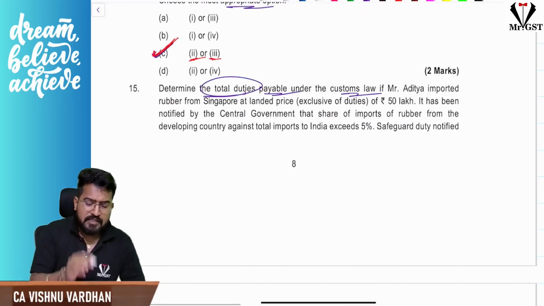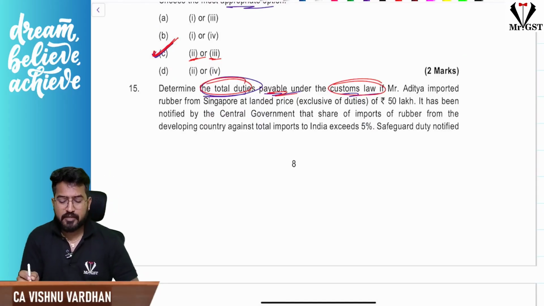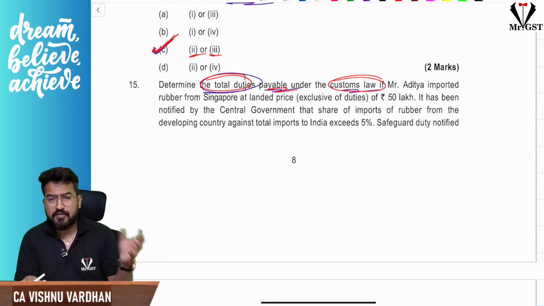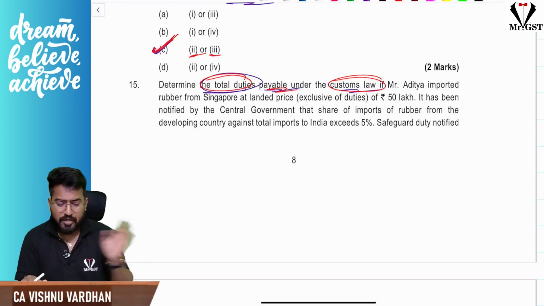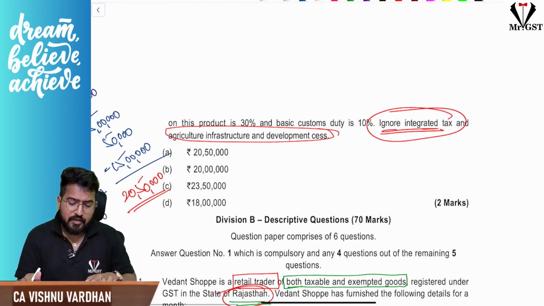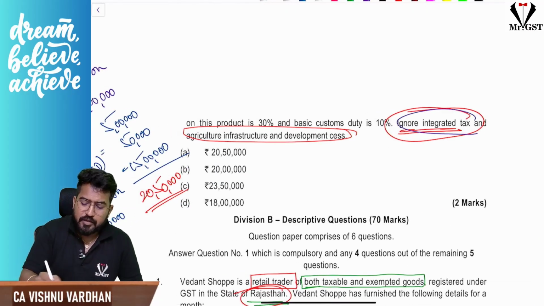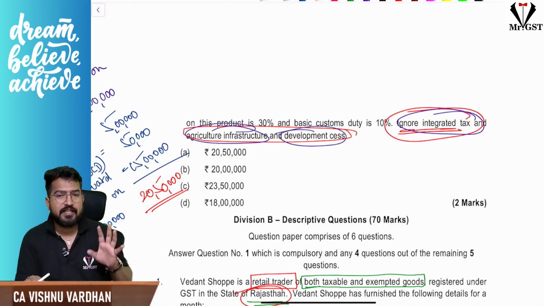The 15th one. See, when you are reading about customs duties, when duties are to be paid, they are asking what are the total duties payable under customs law. So basic customs duty, social welfare surcharge, IGST, everything will come into the picture. Safeguard, anti-dumping duty, protective duties, everything. But here in the question, they told clearly, ignore integrated tax and agricultural infrastructure and development cess. So no need to calculate IGST and these things.